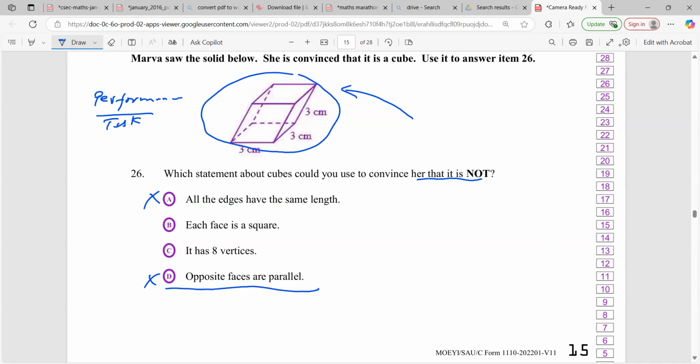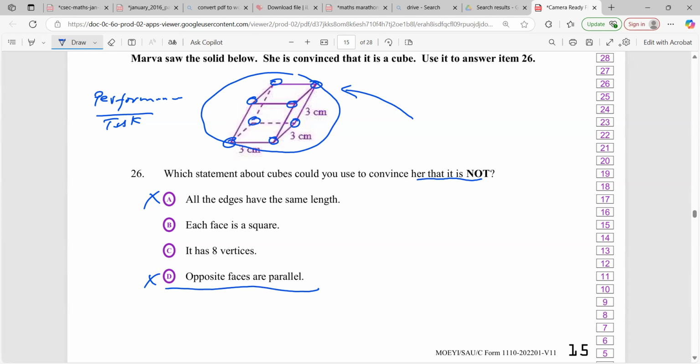All right. Shakori said it had 12 vertices. It actually has 8, you know. Let me check them. 1, 2, 3, 4, 5, 6, 7, 8. It actually has 8 vertices, right?